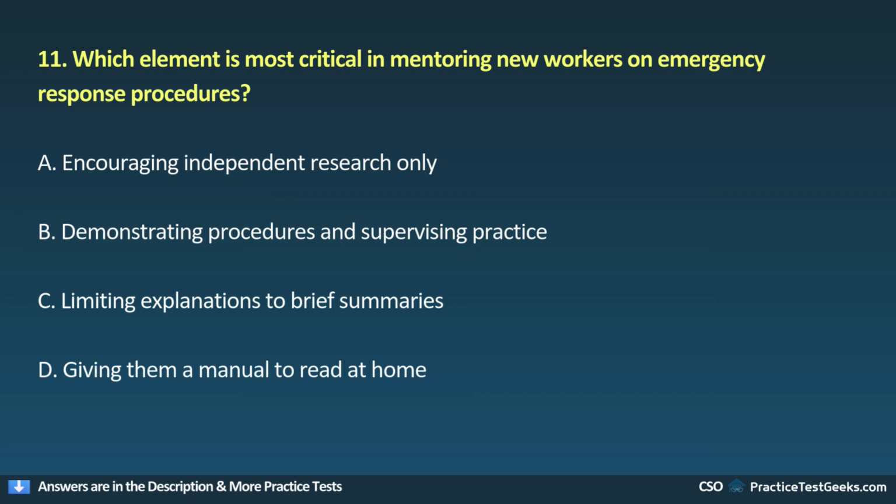11. Which element is most critical in mentoring new workers on emergency response procedures? A. Encouraging independent research only. B. Demonstrating procedures and supervising practice. C. Limiting explanations to brief summaries. D. Giving them a manual to read at home.